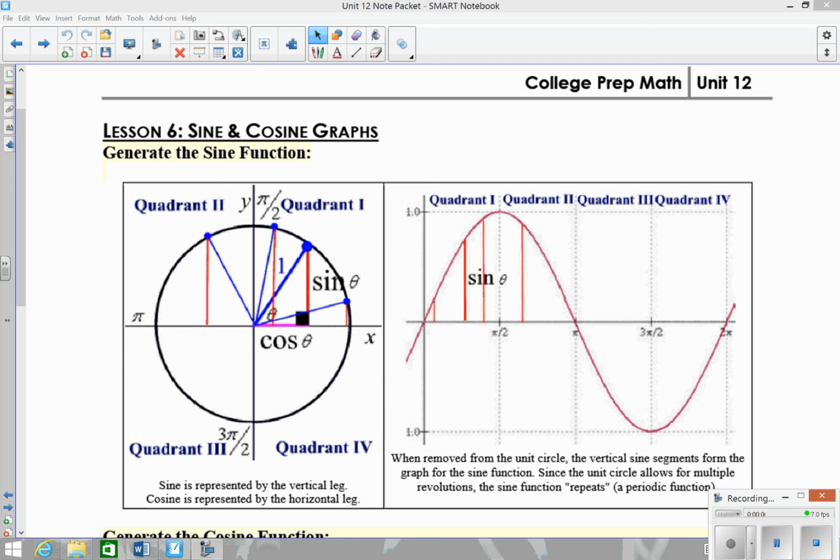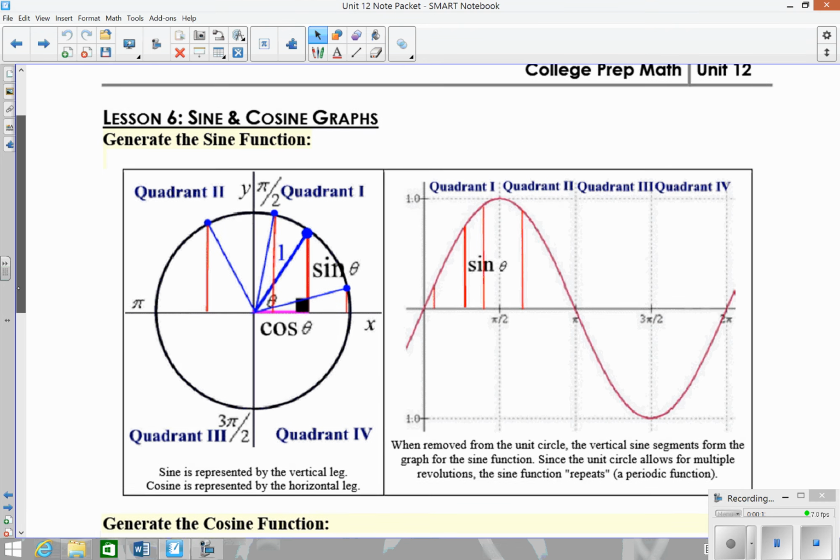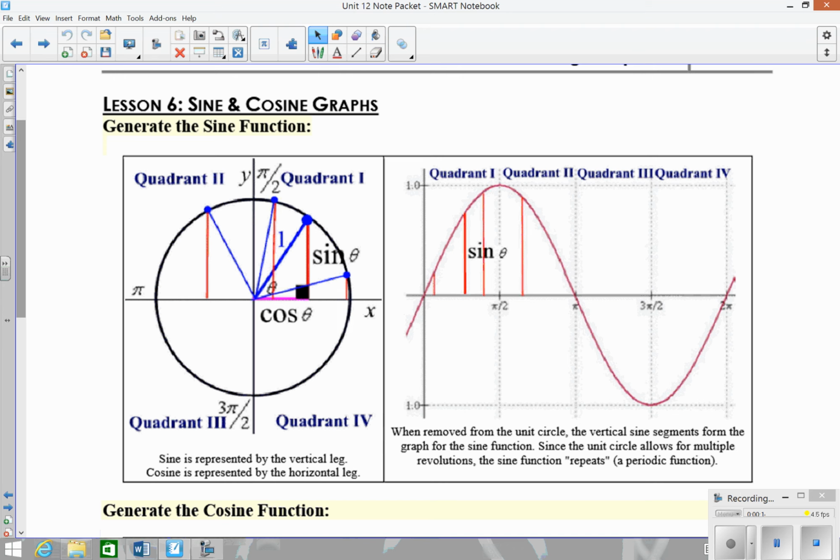In this lesson, we're going to look at the graphs of the sine and cosine functions. So basically, this first page is just showing you how the sine and cosine curves are generated. If we look at the unit circle, remember the unit circle has a radius of 1.